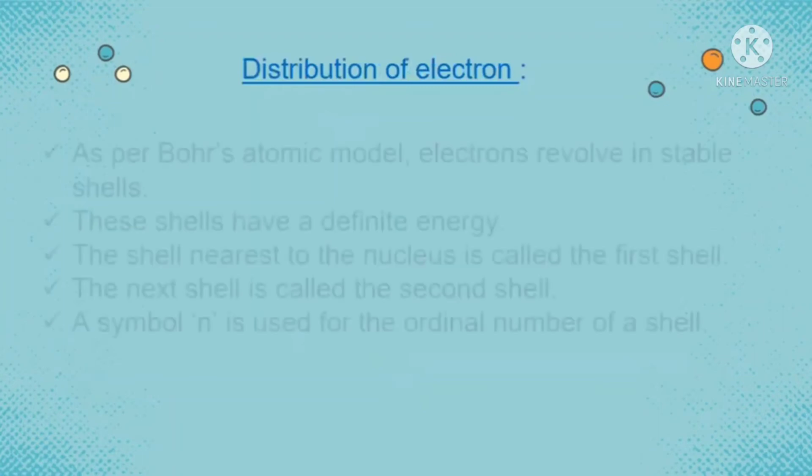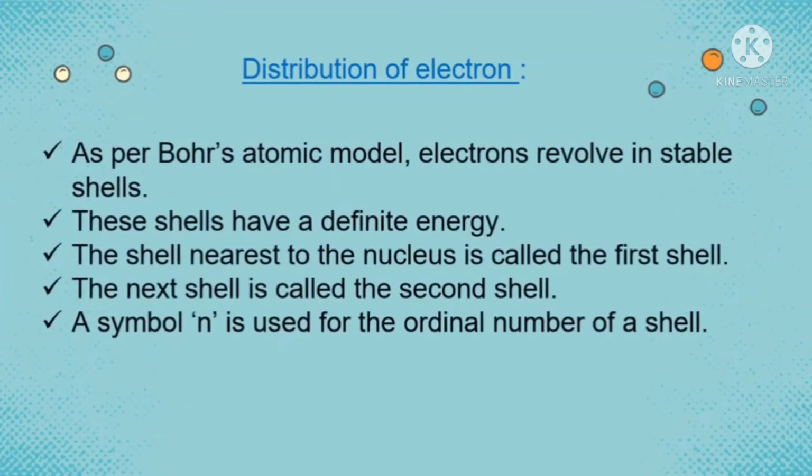Distribution of electrons. As per Bohr's atomic model, electrons revolve in stable shells.